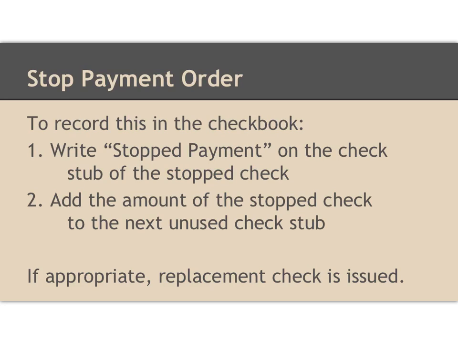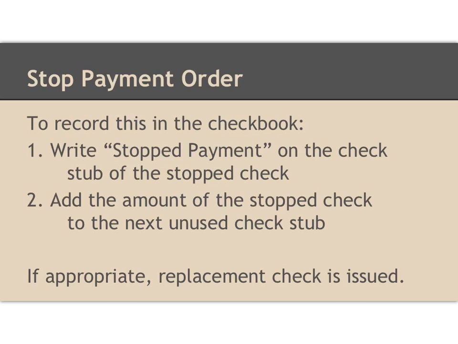So how you would record this in your checkbook is you would go to the check stub of whatever check is being stopped, and you'll write stopped payment on that check stub to indicate to you that this check should never come back to you through the bank.